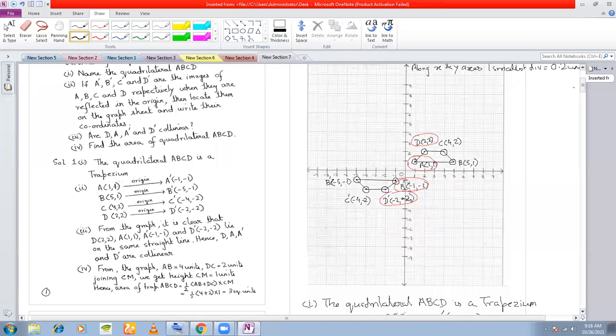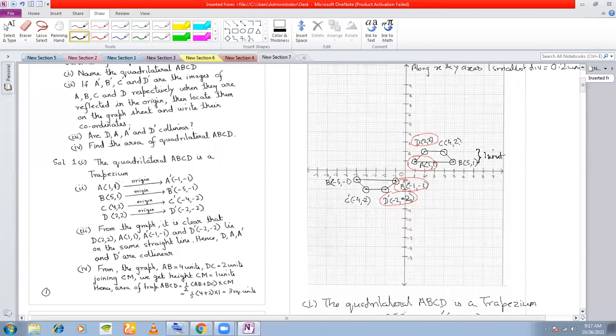Fourth question is find the area of the quadrilateral ABCD. Okay, this quadrilateral that you have obtained here, you need to find out the area of this quadrilateral. So how do you find out the area of a trapezium? The formula is half sum of the parallel sides into the height. So what is the height of this trapezium here? If you see, this is the height, right? This height is from 1 to 2, so this height is 1 unit.